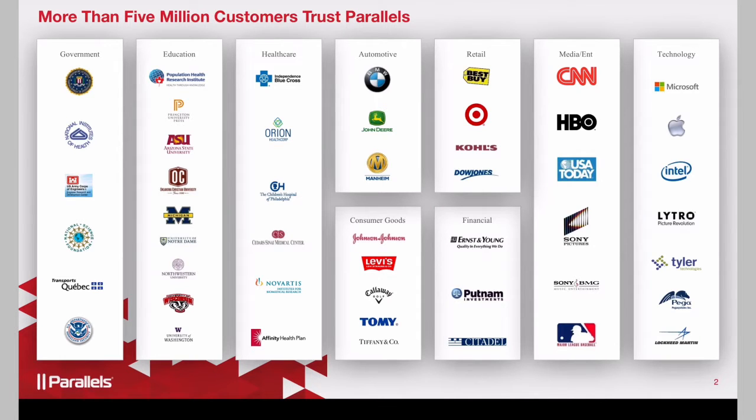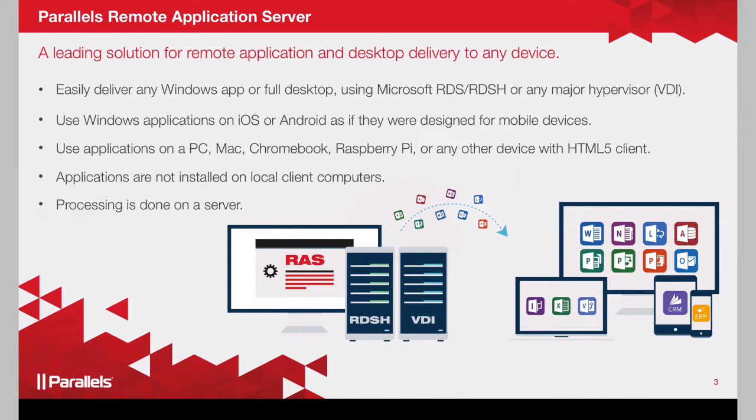So let's talk about Parallels Remote Application Server. Basically, it is a solution that easily delivers any Windows application or even a desktop using Microsoft Remote Desktop Services, or RDS, or major hypervisors. So we run on KVM, Microsoft Hyper-V, ESX, and Xen servers. Depending on the use case that you have, you can address different scenarios as you wish.